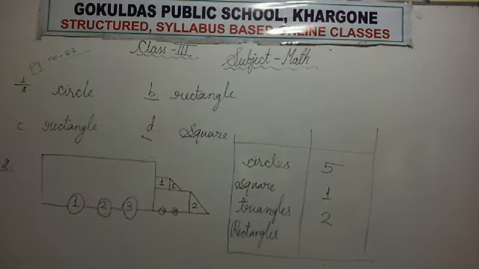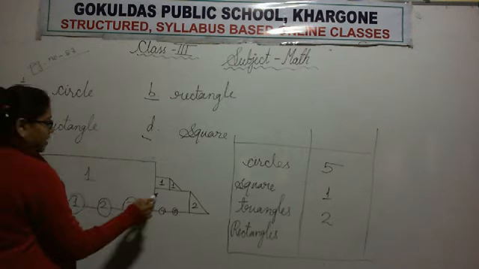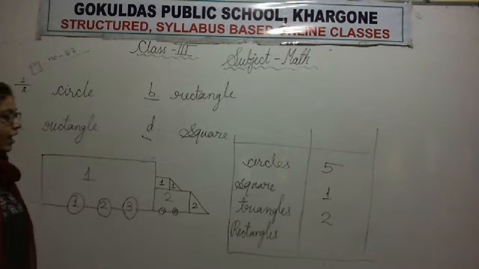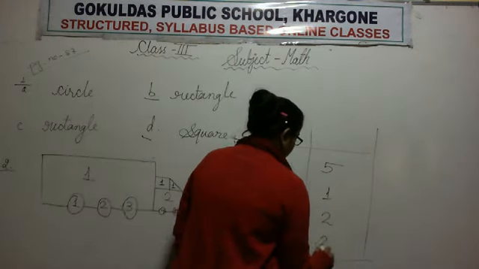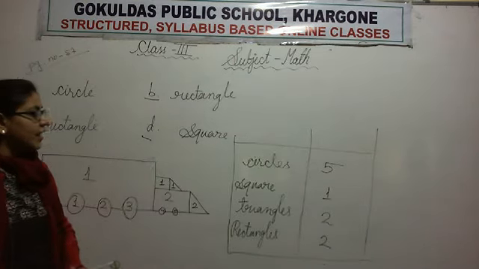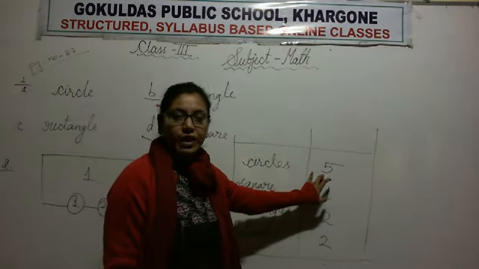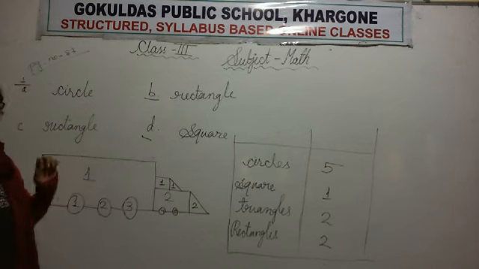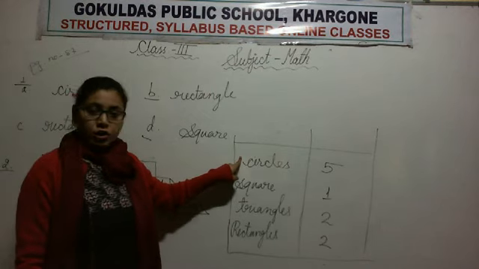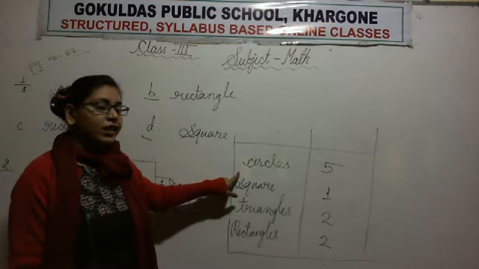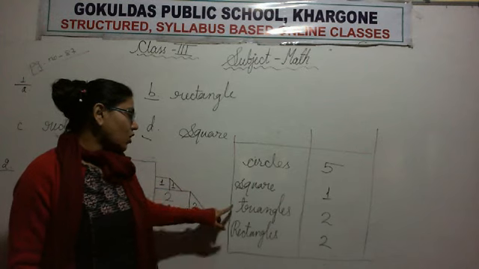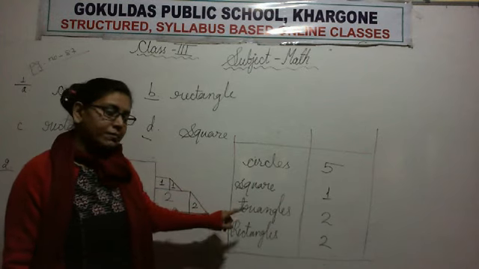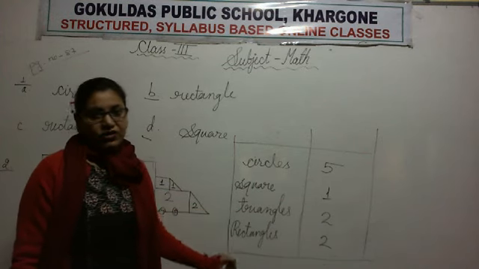Now the next one is rectangle. 1 and 2. So there are two rectangles. So we had written the name of shape also and the number of shapes also. Now you need to color this one. In which manner you will color? All the circles should have same color. All the squares should have same color. All the triangles should have same color and all the rectangles should have same color.